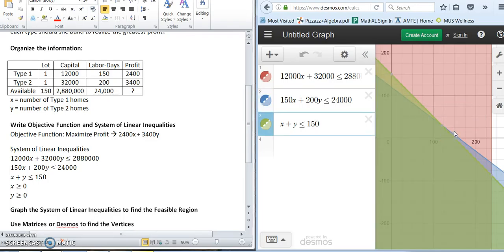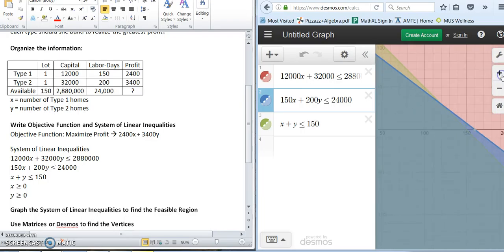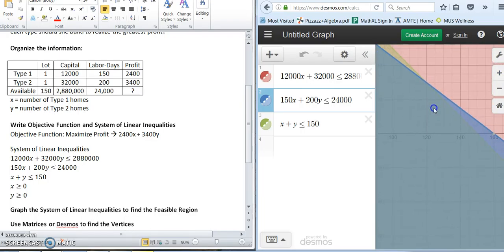There's another point in here. It might be hard to see, so I can zoom in a bit. On the top, on the y-axis, that ordered pair is (0, 120). So if you're having difficulty determining where lines intersect, you can always zoom in on them.